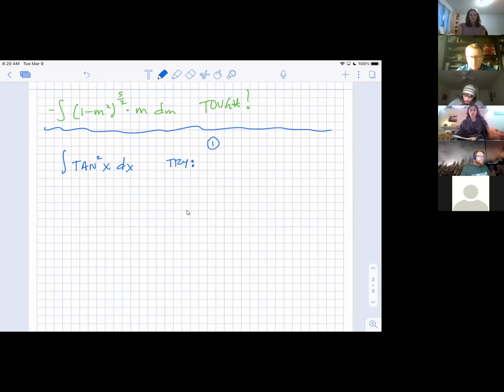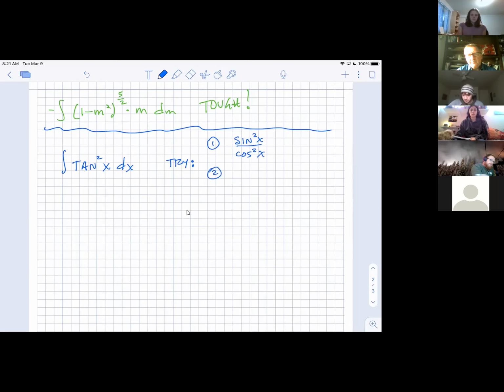You can turn it into sine over cosine. Yeah, maybe you substitute it into sine over cosine. Now that's substitution again, but it's just not changing a letter. So maybe that would be promising. That's worth looking at. Good idea. I didn't think of that. What else?